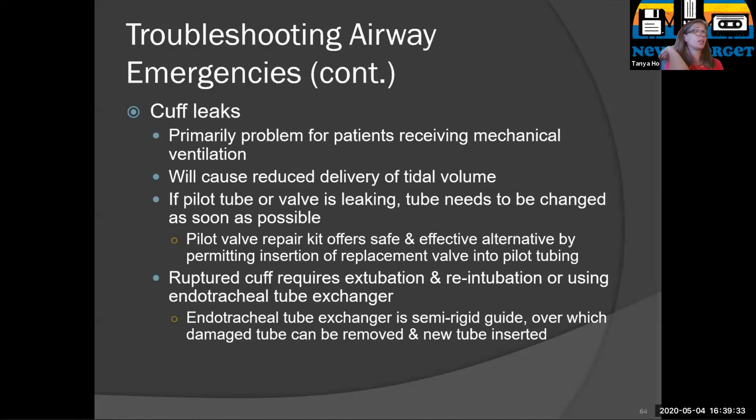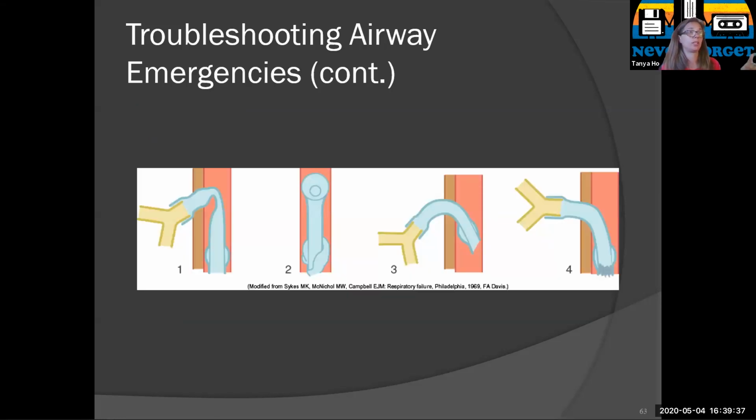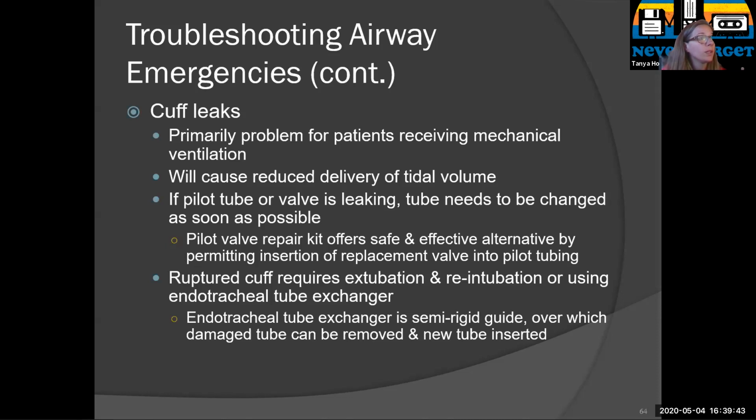Okay, cuff leaks. Here, this is just a picture of the different types of airway emergencies, so FYI. Cuff leaks would be pretty difficult, because in the event that they have a cuff leak, it will reduce the tidal volume delivered because some of the air is going to want to escape out from around the cuff. So you would just add more air or check the cuff pressure.